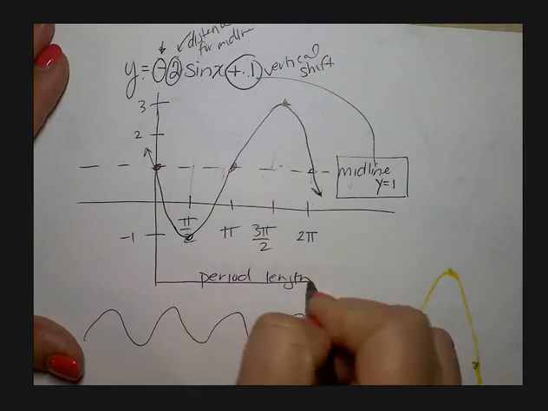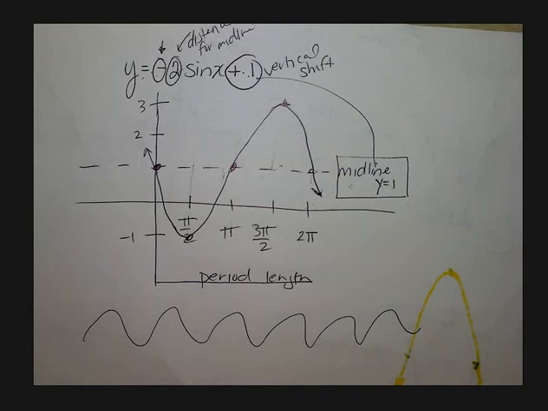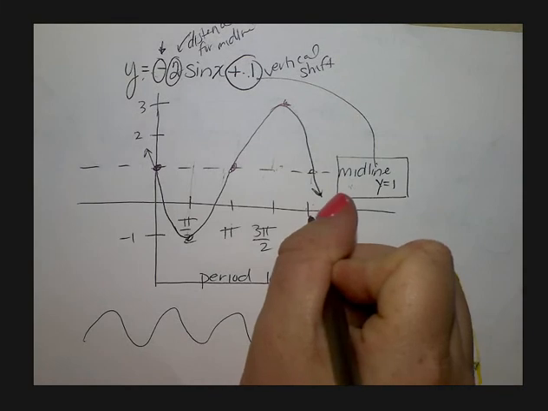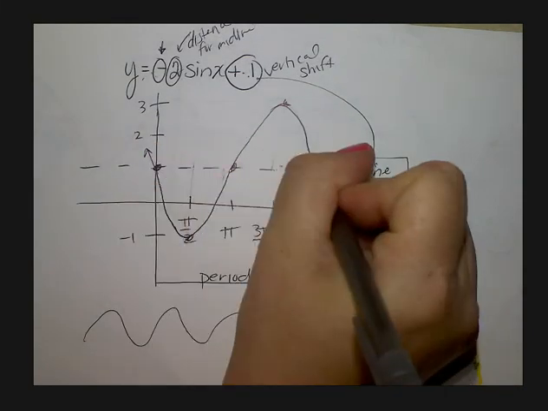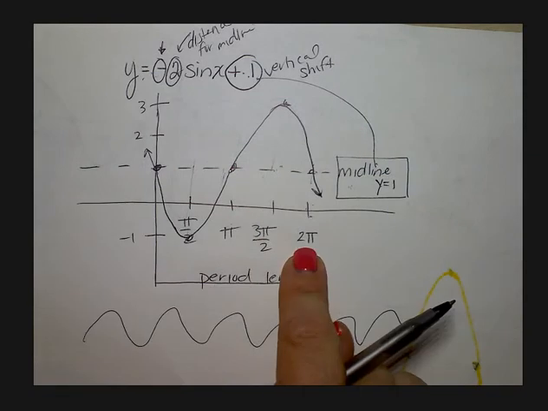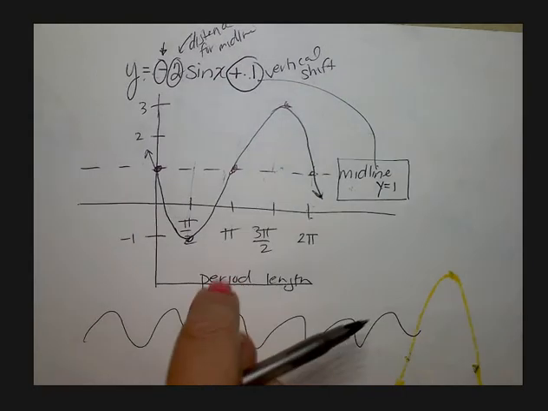Some books just call it period. Some books call it period length. It means the same thing. You should write it down. Period length means how many units does it take to do one complete revolution around the unit circle. In our case right now, it is 2 pi. Now I'm going to describe how to get that answer by just simply looking up above.